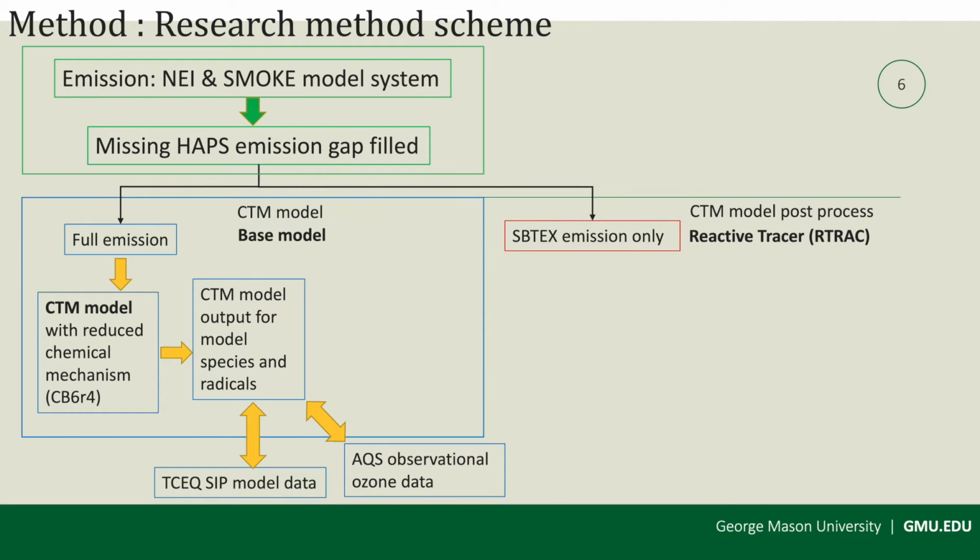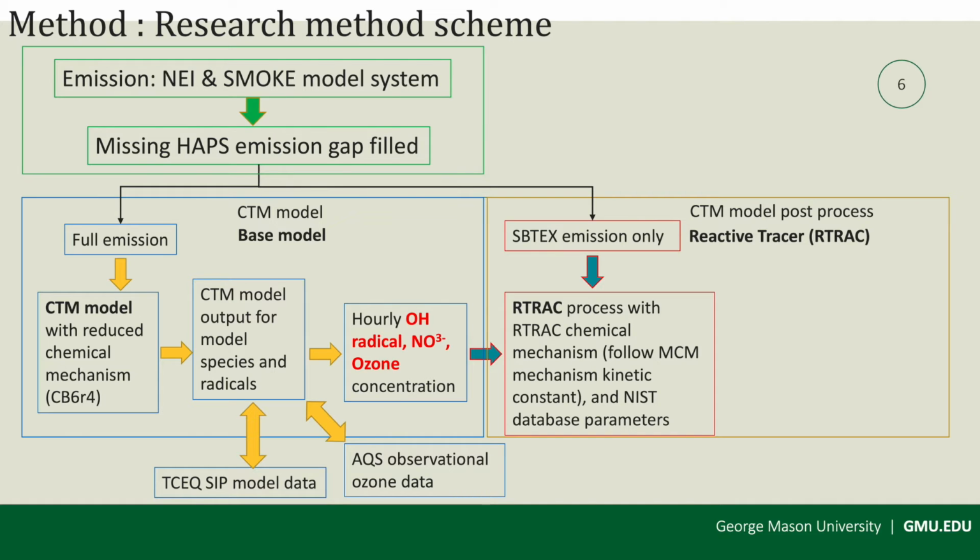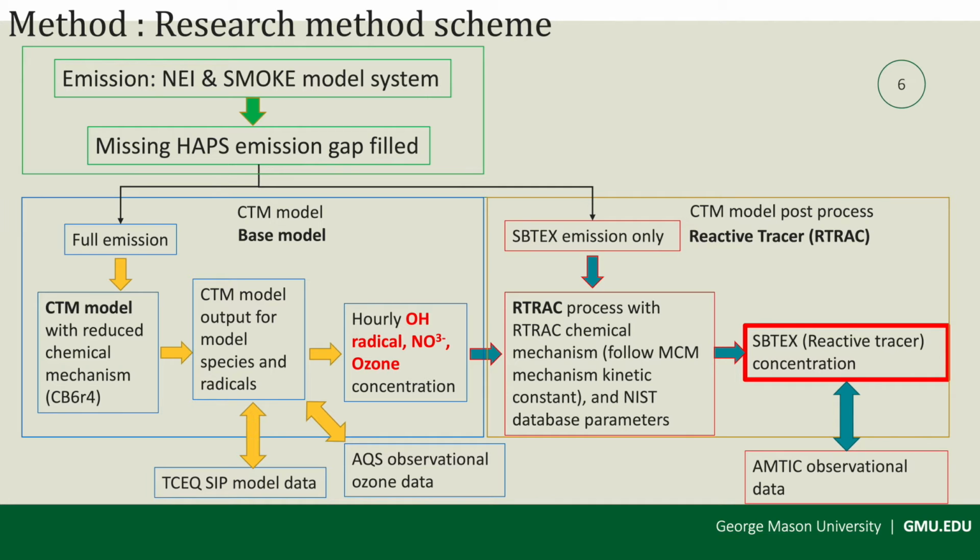We also compare this base model result with the TCEQ SIP model data and the AQS observational ozone data to verify that our base model works. This base model calculates the hourly OH radical, nitrate radical, and ozone concentration. The reactive tracer part is a post-process of the CTM model. It applies the hourly radical concentration with the SBTEX emission to estimate the chemical decay, and the other decay parameters are taken from the NIST database. After the RT-RSC process, we can calculate the SBTEX concentration, and we also apply the MTEC observational data to analyze the result.